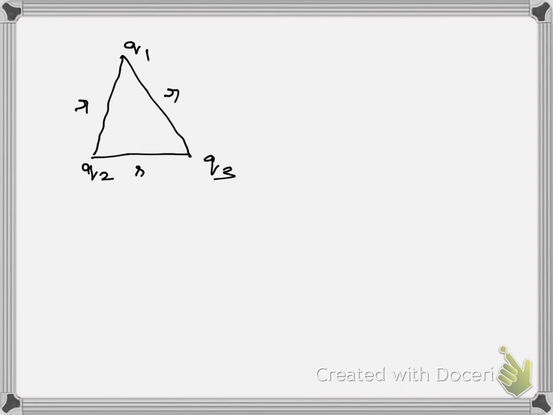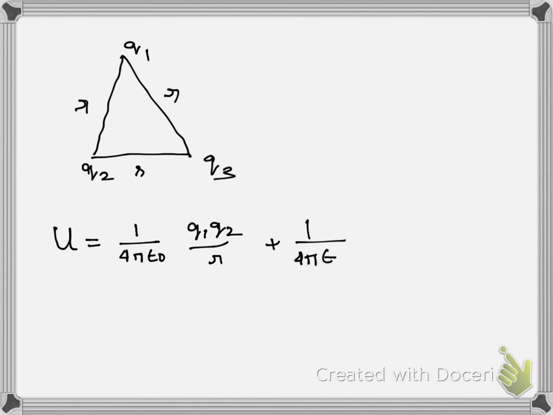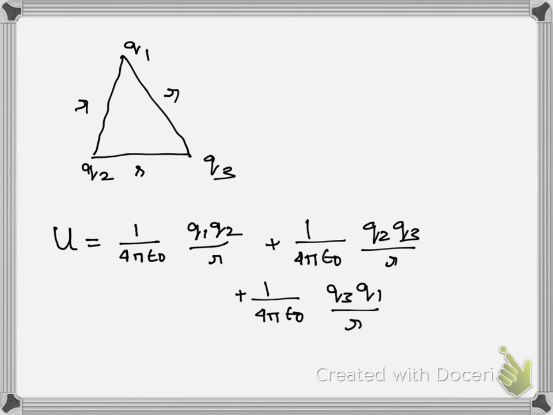So how many terms of potential energy will be there? There will be a term between Q1 and Q2, there will be a term between Q2 and Q3, and also there will be a term for Q3 and Q1. So the total work done, or the potential energy, which is also denoted as U, will be given by 1 by 4 pi epsilon naught Q1 Q2 by R plus 1 by 4 pi epsilon naught Q2 Q3 by R plus 1 by 4 pi epsilon naught Q3 Q1 by R.